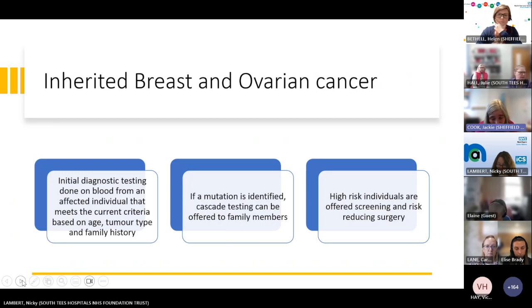And then we have a group of women and also, of course, men. And it's important that the men know what their status is because they're going to have daughters who they could pass this on to. And then we can offer those women screening. We normally start between about 25 with MRI breast screening. And we can start to talk to them about risk-reducing surgery if that's what they want, either to have their ovaries removed or to have bilateral mastectomy and breast reconstruction. But this is rare. But it is important to identify these families.